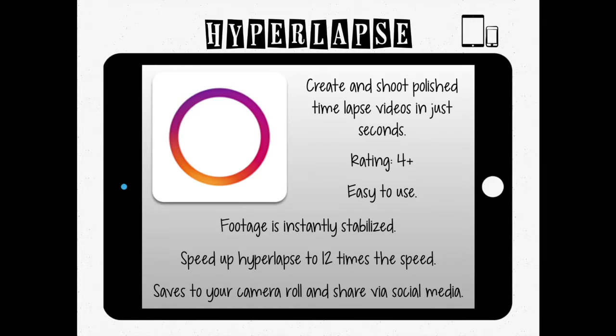It's easy to use. The footage is instantly stabilized. It will speed up your HYPERLAPSE video to 12 times the speed, and it saves to your camera roll, so you can share it via social media. Once it's on your camera roll, you can message it to someone or email it to someone. But like I said, HYPERLAPSE is a great way to show a long process.